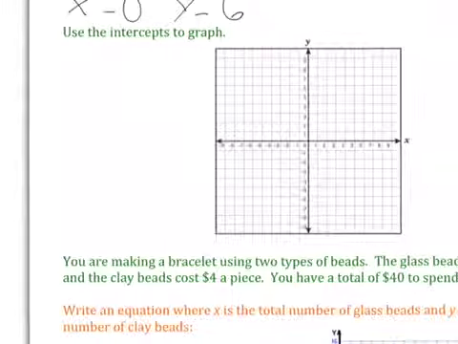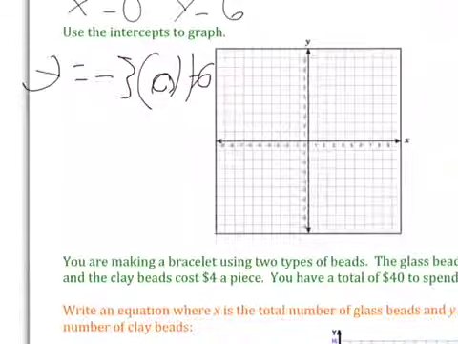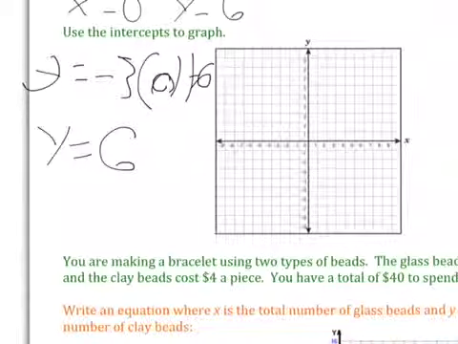So for an equation we have y equals -3 times x plus 6. To find the x-intercept, then 0, and -3 times 0 would just be 0, so 6 equals y. Remember, these are just two options. So then we have the graph.